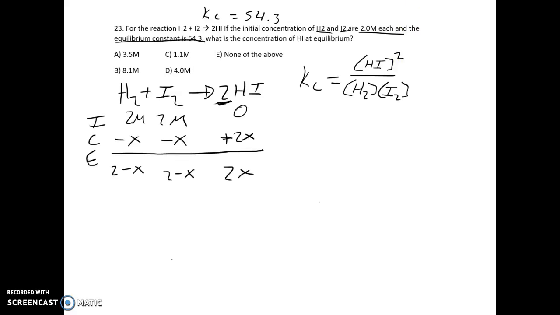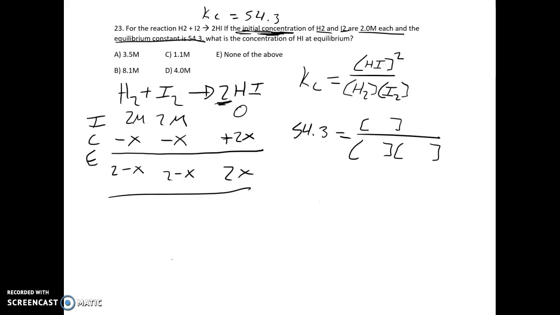Now, our equilibrium constant 54.3 is equal to the concentration of hydrogen iodide squared over the concentration of hydrogen times the concentration of iodine. We don't have any numbers yet for the equilibrium concentrations, we only have the initial concentrations, so we're just going to plug in the equilibrium concentration equations that we came up with over here.